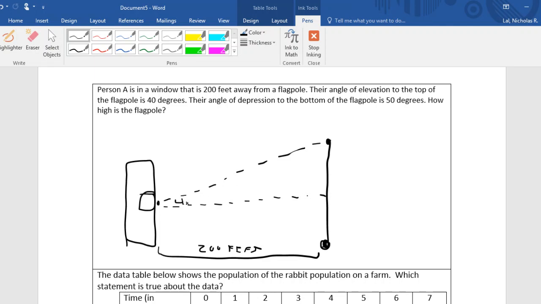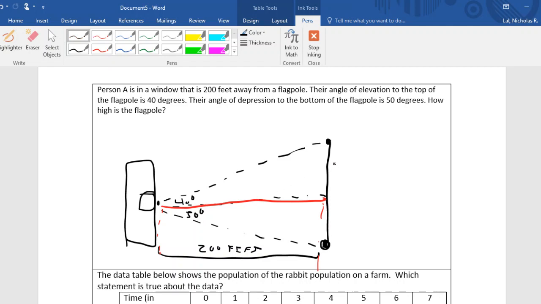This is 40 degrees. The angle of depression to the bottom of the flagpole is 50 degrees. This value is 50 degrees. And this length right here is 200 feet. How high is the flagpole? So, here's what I have to do.